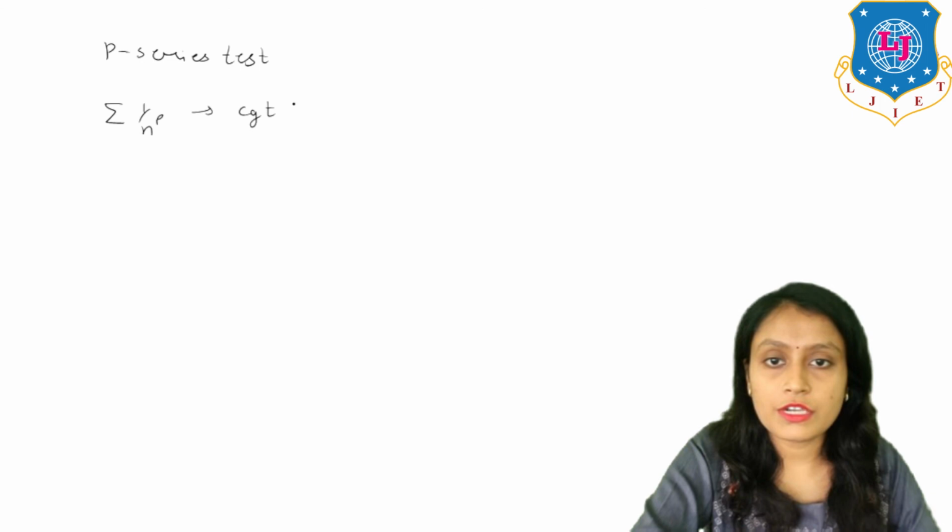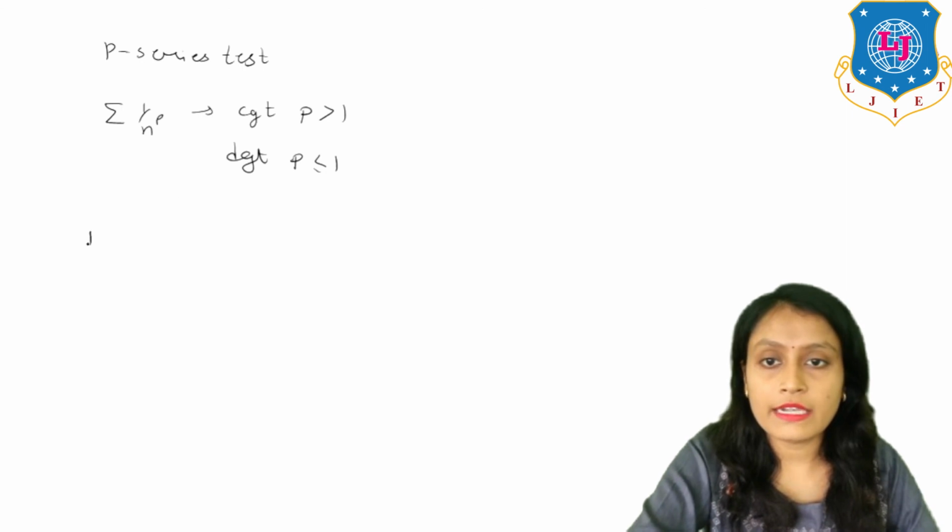So in today's session we studied the P series test firstly, right? So what we have in P series, that is series 1 upon n raised to p. Now this series is convergent for p greater than 1 and divergent for p less than or equal to 1.